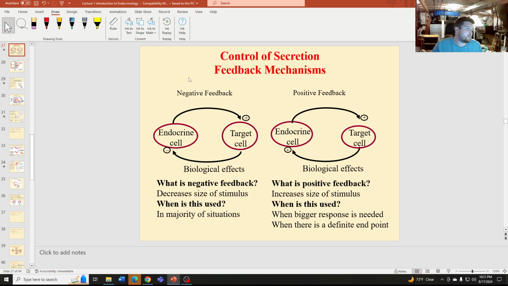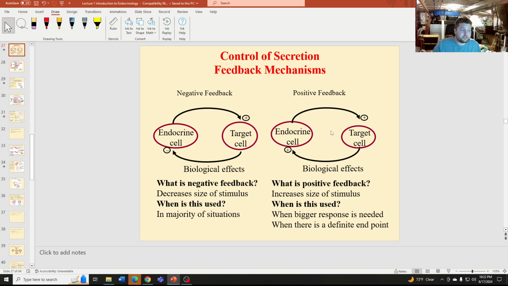So negative feedback, this is when the endocrine cell releases the hormone, it goes to the target cell. The target cell does its function, does whatever it needs to do, and that causes a negative feedback. It causes the endocrine cell to then stop releasing the hormone.